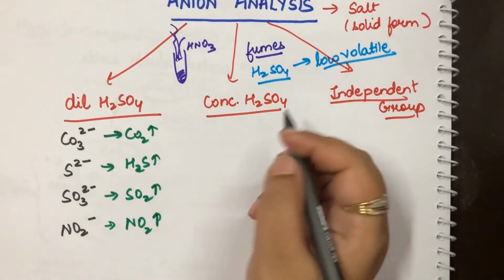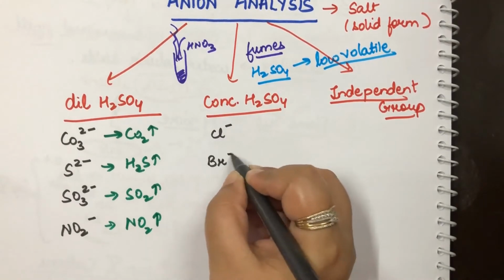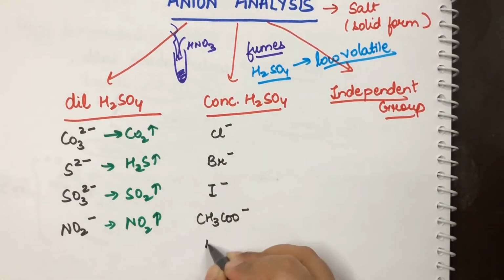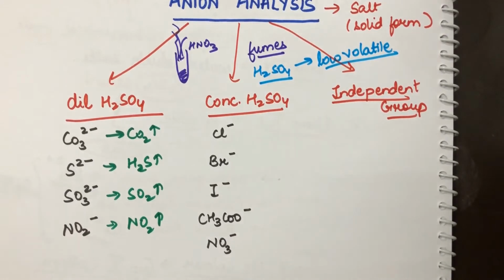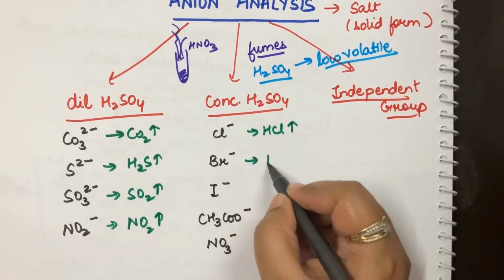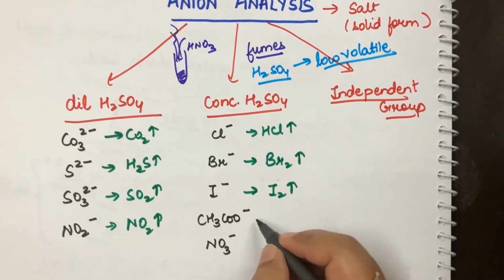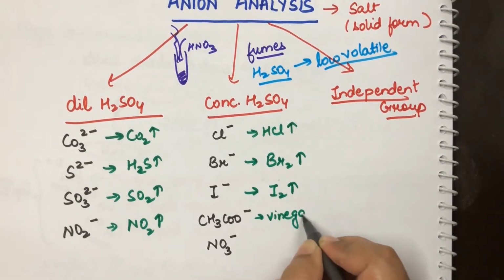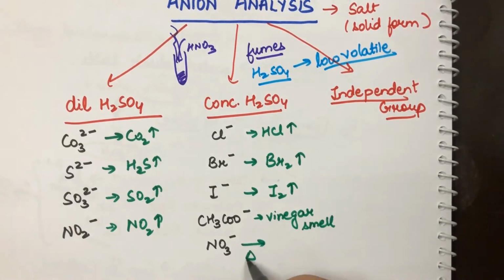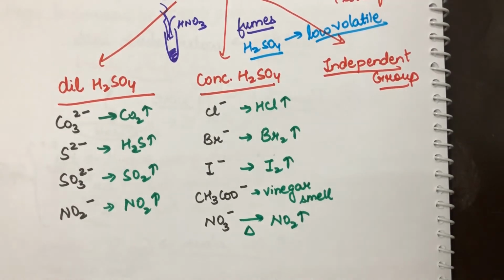Similarly, if I talk about the concentrated H2SO4 group, you have chloride, bromide, iodide, acetate, and then nitrate. Again, here the fumes of HCl will be studied. Here it is going to be bromine gas, here iodine gas, here you will be studying the vinegar-like smell, and here you will observe this once you have heated, and this will again be nitrogen dioxide.